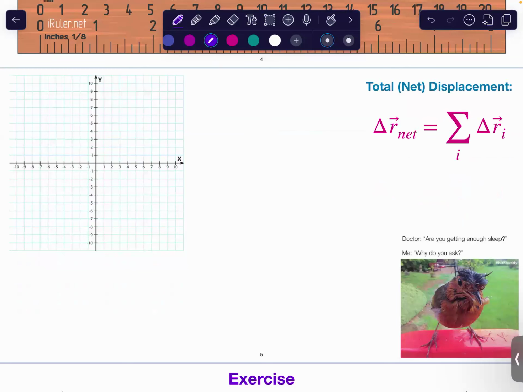Net displacement is going to be the sum of all of your displacement vectors. So let's say we go, let's do one there. Let's do one there. We'll do one there. That's your R1, R2. So you have 3 position vectors.